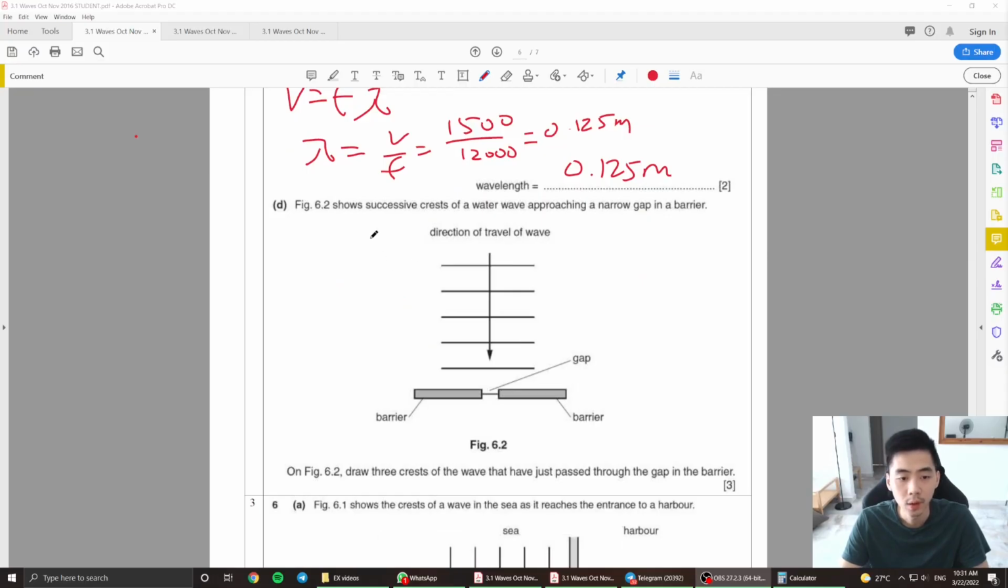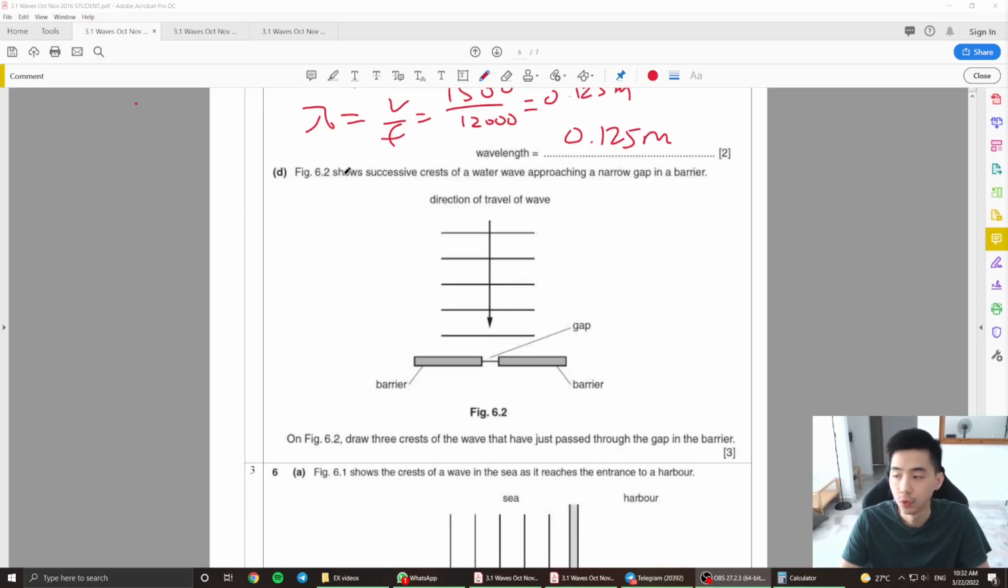Then moving on. Figure 6.2 shows successive crests of a water wave approaching a narrow gap in the barrier. Direction of the wave is this. On figure 6.2, draw 3 crests of the wave that just pass through the barrier here. Now, if you're asked to draw through the barrier here, this is essentially going to be diffraction, right? And you can see that obviously the wavelength here is larger than the gap. So what you have to do is draw more circular diffractions, right?